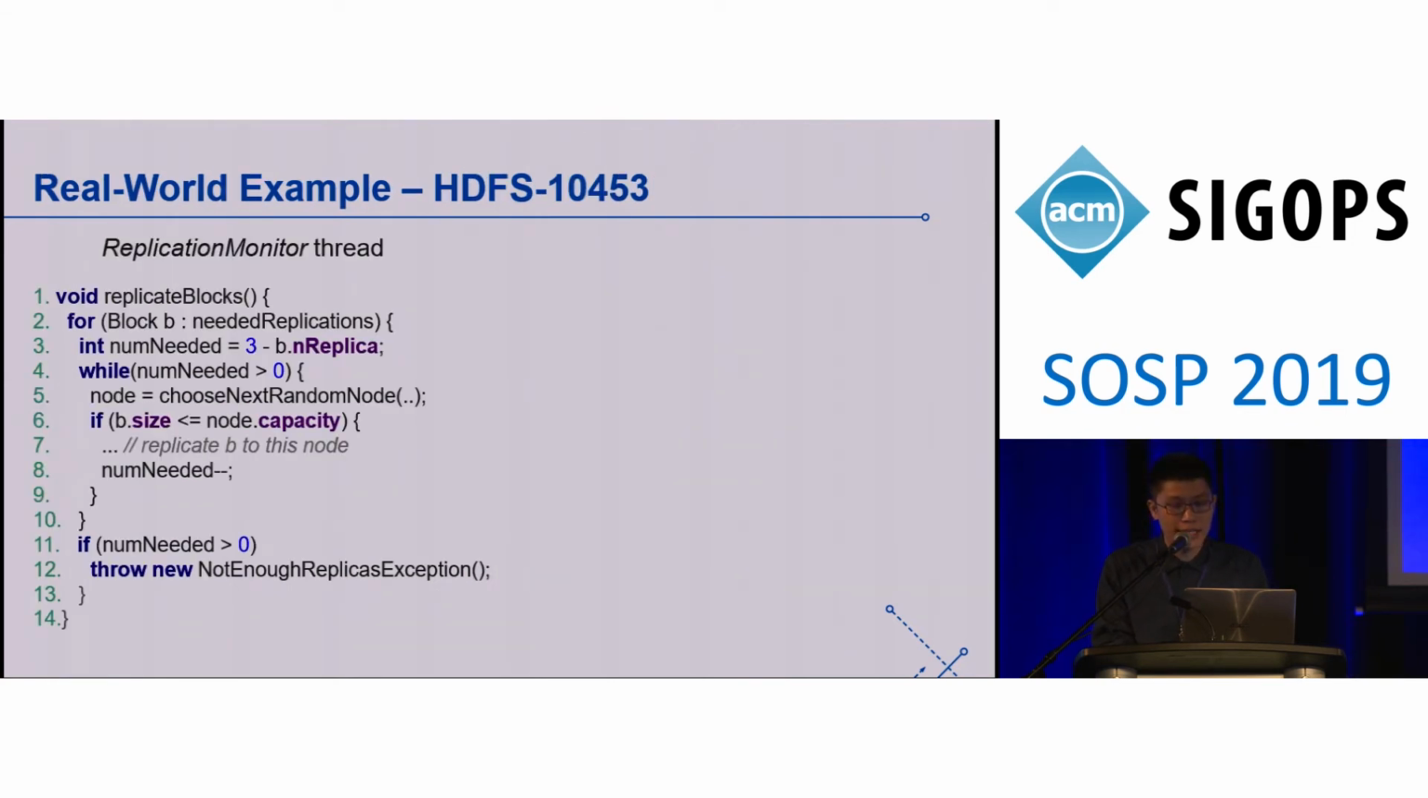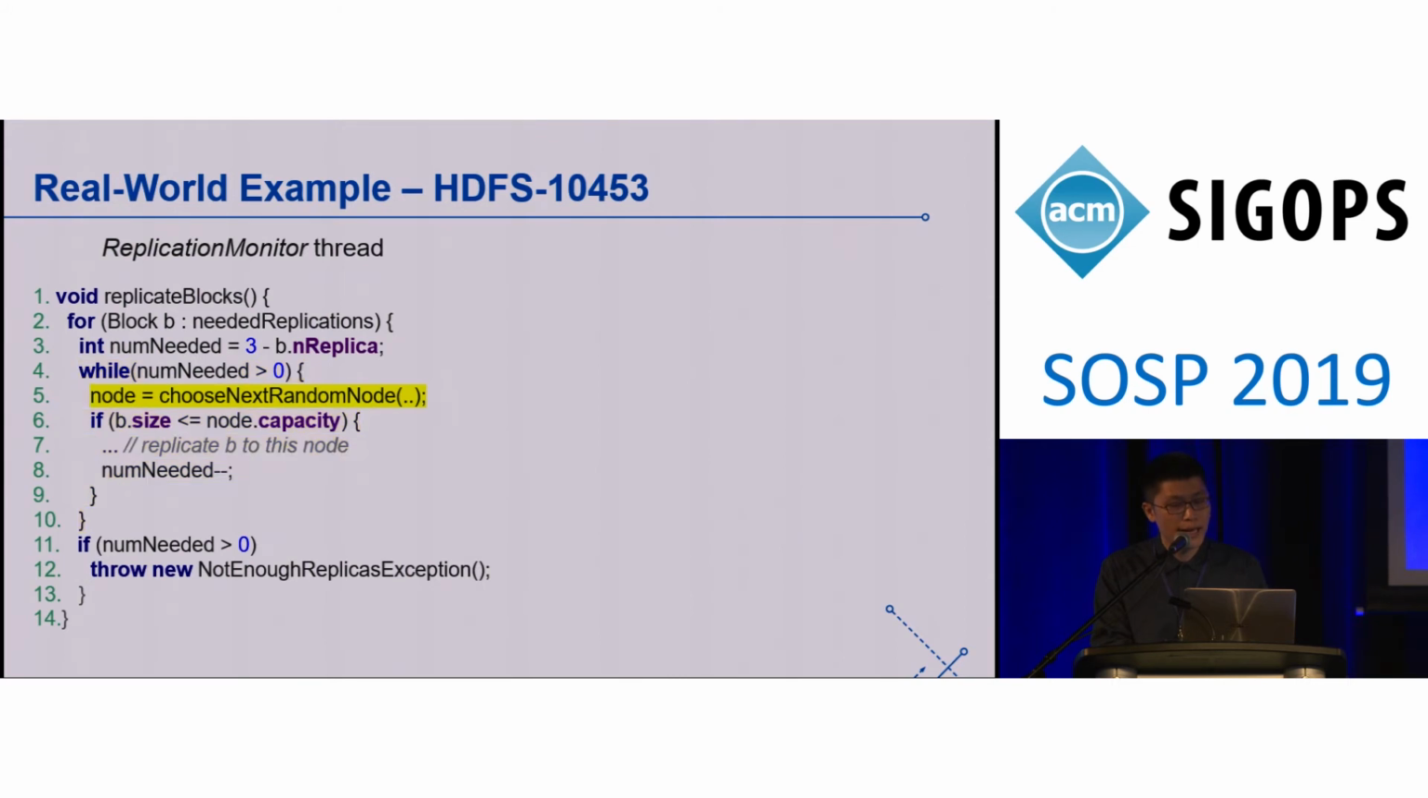And now let's see how Kairux works on a real-world HDFS failure. In this case, the user repeatedly experienced that HDFS master node freezes. And this is the highly simplified code snippet. The symptom occurs in the replication monitor thread. It checks any blocks that are under-replicated and puts them into a needed replication queue. And for each block in this queue, it calculates how many replicas are needed.